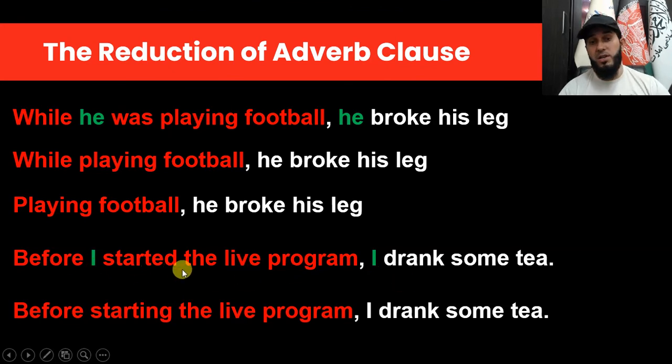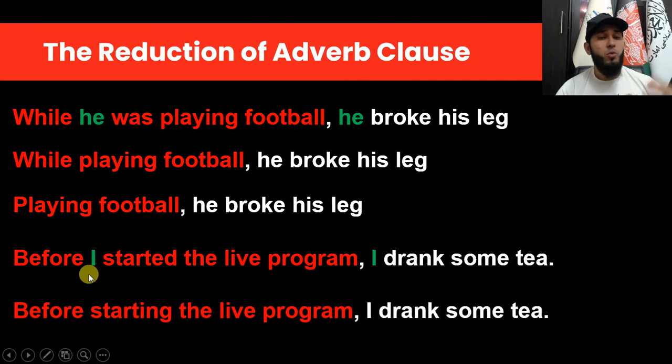Before I started the live program is an adverb clause of time. It has a subject, I, and a main verb, started. But what do you do when you reduce it to an adverb phrase? Just remove the subject completely and change the main verb to the ing form. So, before starting the live program, I drank some tea. Now it is an adverb phrase. It's not a clause anymore. It doesn't have the pair of subject and verb, and it still has the same job. It indicates the time of the action in the main clause. I drank some tea. When did I drink some tea? Before starting the live program.